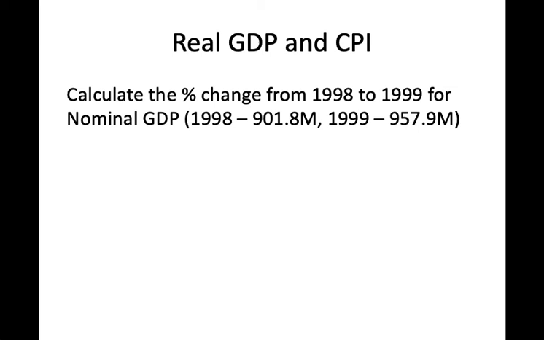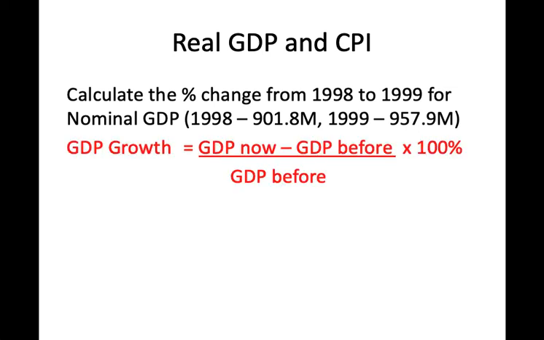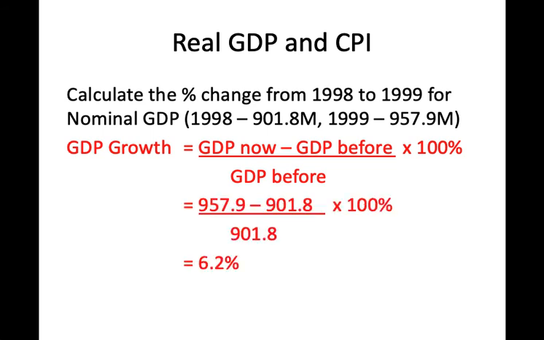As a review, the GDP growth rate is just the GDP now minus the GDP before, divided by the GDP before, times 100%. If our nominal GDP in 1998 was 901.8 million and our nominal GDP in 1999 was 957.9 million, then we have a GDP growth rate of 6.2%. Okay, fairly simple, but this is just nominal GDP.